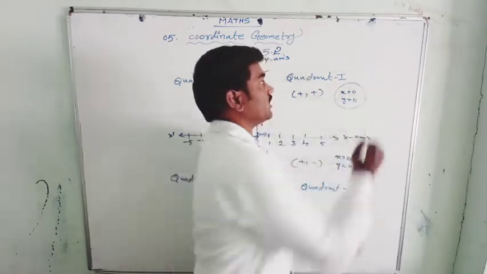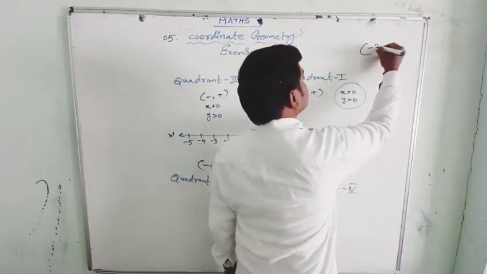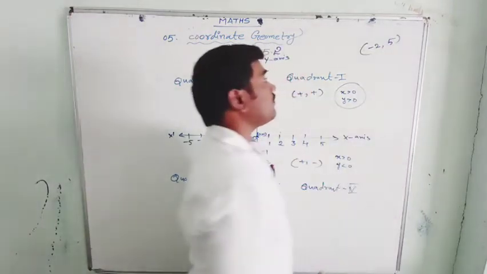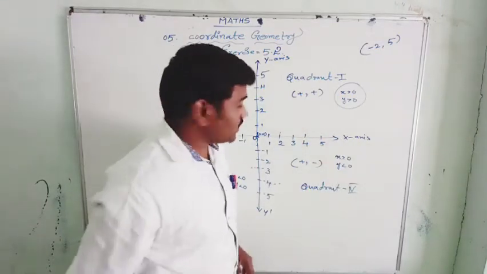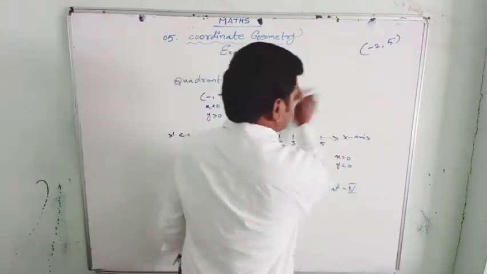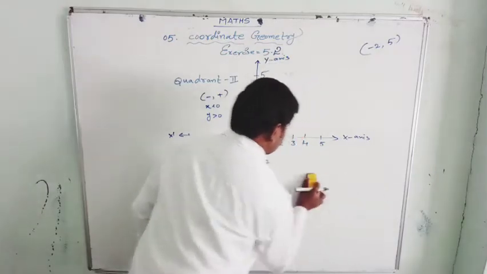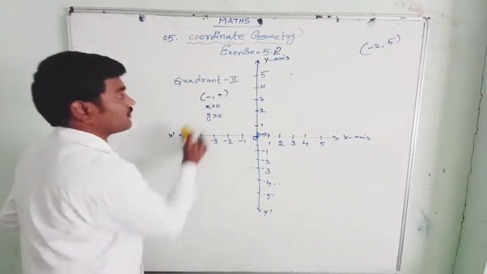How to locate the points? Just now I have told you that. Suppose I have been given the point minus 2 comma 5. How to locate minus 2 comma 5 in this? Let us see how to locate minus 2 comma 5.